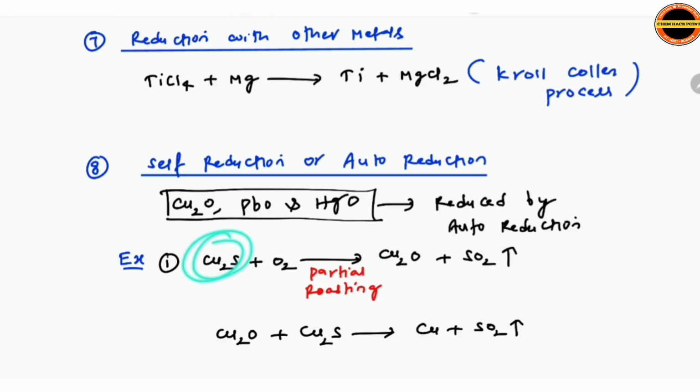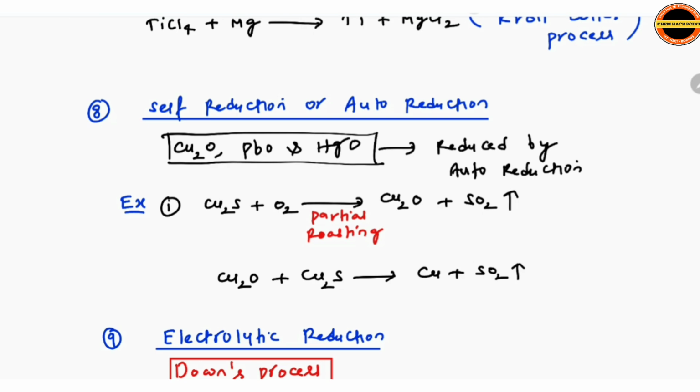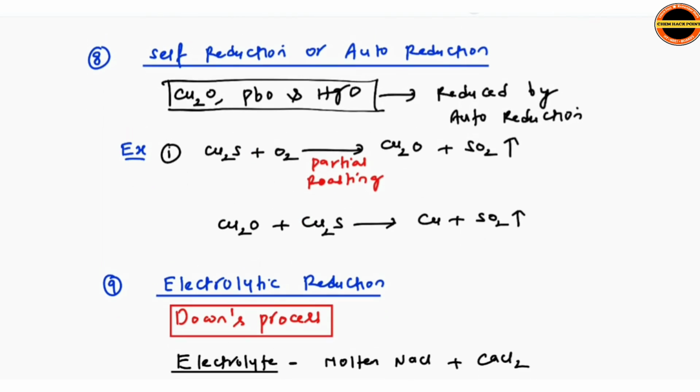Whatever leftover amount is here, the same I am using here. Some amount converts into Cu2O. The remaining Cu2S plus the Cu2O formed in the reaction further react and give Cu plus SO2. So if you observe, there is no external reducing agent. Only the substance that is present here, the leftover, is acting as the reducing agent. Whatever reactant is present here acts as the reducing agent and makes the reaction proceed favorably. That's why it is self reduction, auto reduction.